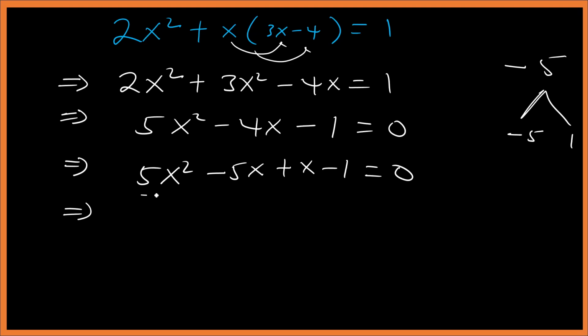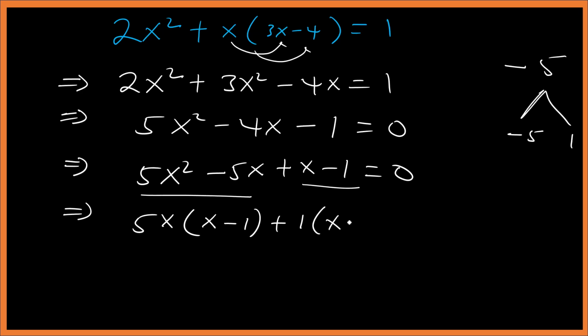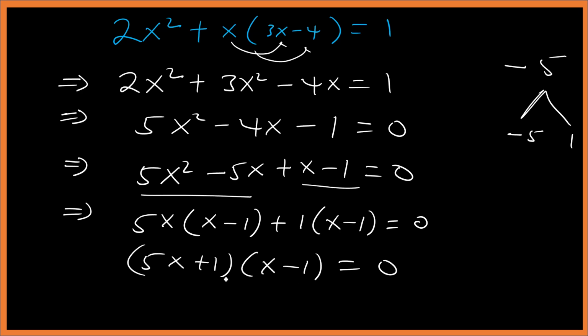So we can group them here. I'll take 5x out, we have x minus 1. This side will take 1 out, x minus 1 is equal to 0. So we have 5x plus 1, then we have x minus 1 equal to 0. So from here, 5x plus 1 equal to 0, or x minus 1 is equal to 0.